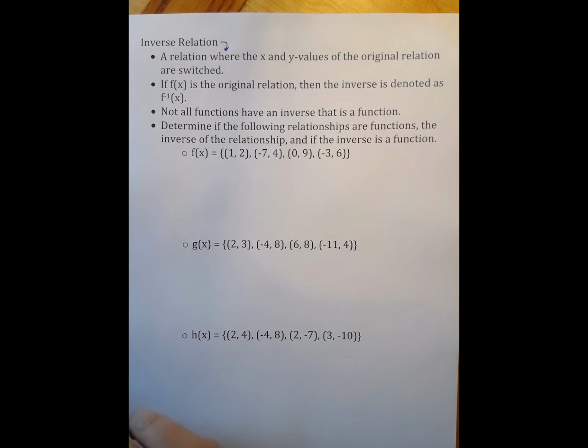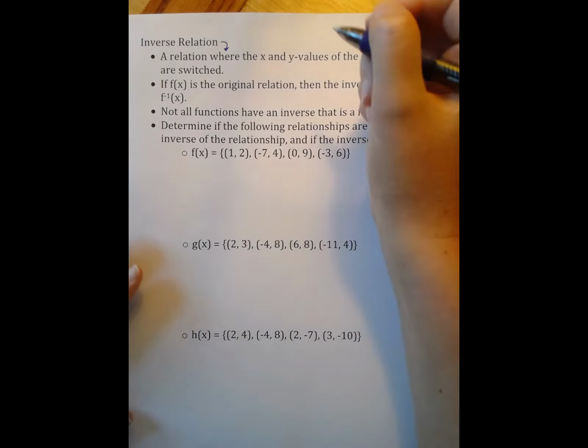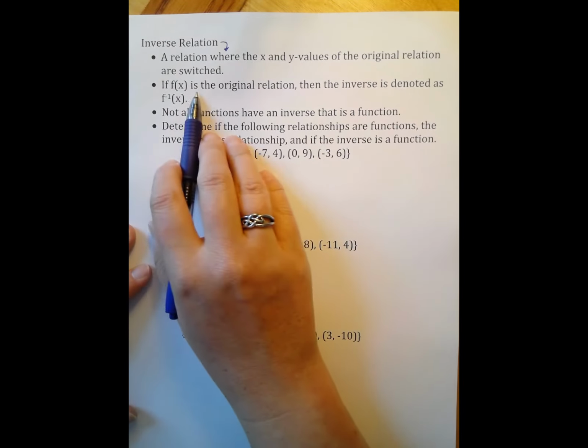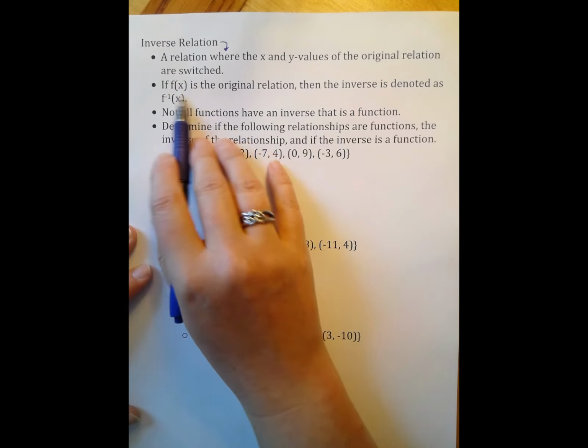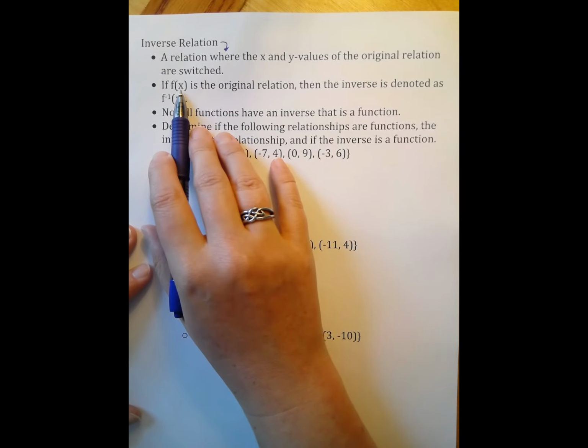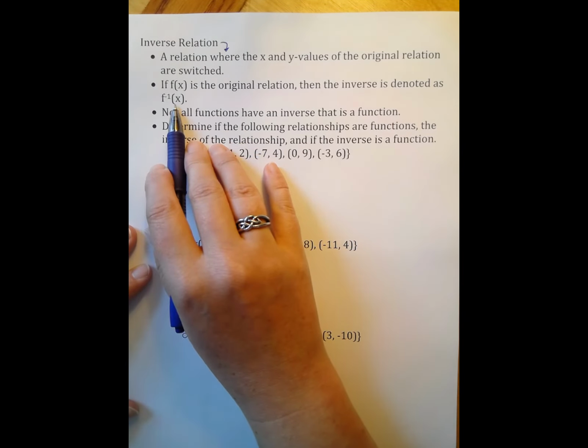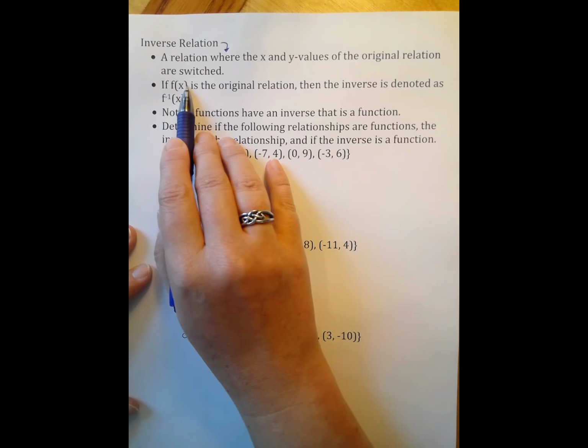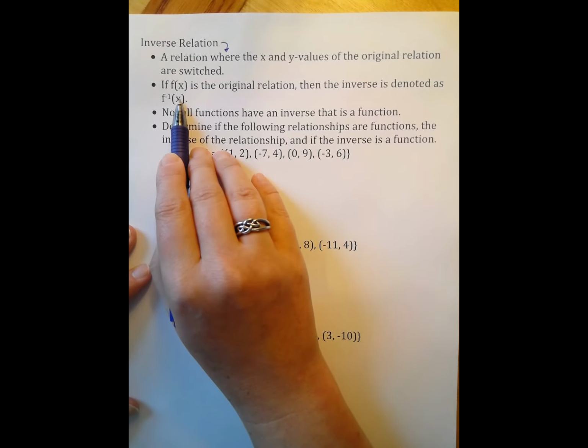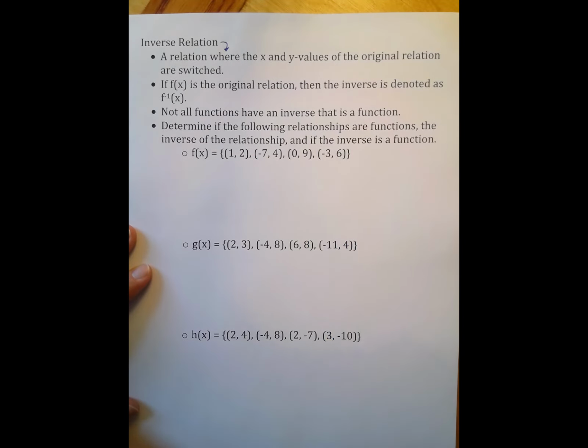If f of x in the original relation is a function, if f of x is the notation, then f to the negative 1 of x is the inverse function. We say this as f inverse of x. And just to note, not all functions have an inverse that is a function.